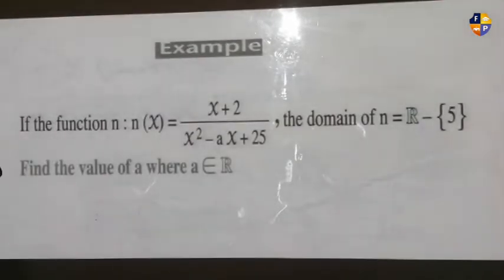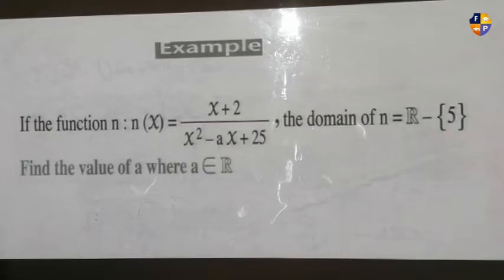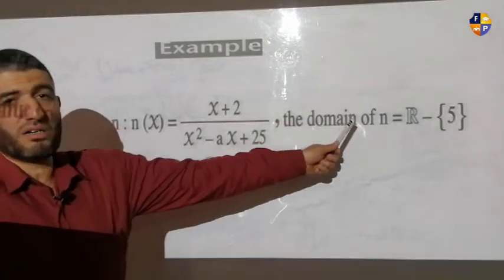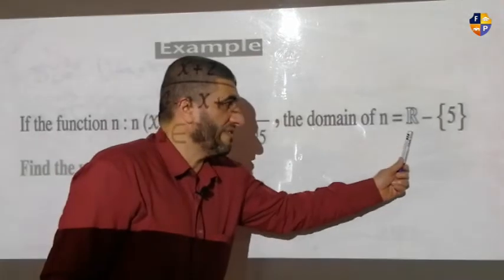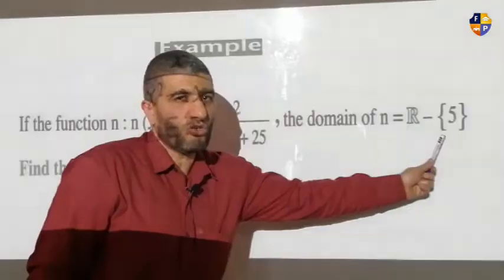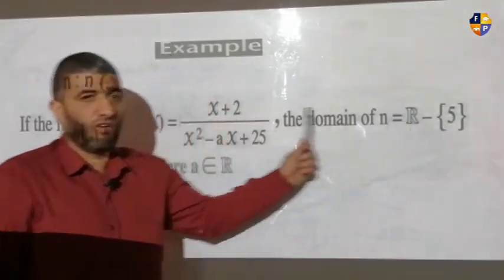Example number 2. This is the function: (x over x plus 2) over (x power 2 minus 8ax plus 25). The domain is R minus {5}. What is the meaning of the domain R minus {5}? It means 5 is the set of zeros of the denominator.